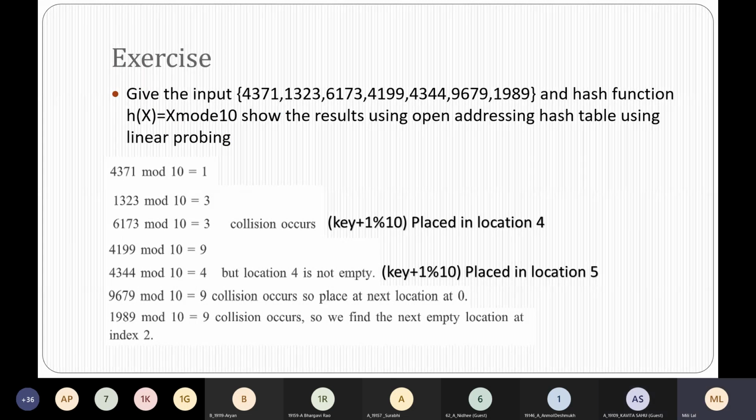4371 mod 10, you get the index value as 1. So you will place it in 1 because index 1 is available. Then you have 1323 mod 10. You get 3. 3 is available, so you will easily place it there. But then 6173 comes, which contains 3 again. So collision occurs. So you have to do key plus 1 mod 10 and place it in location 4 and so on. So I hope you've understood this example.